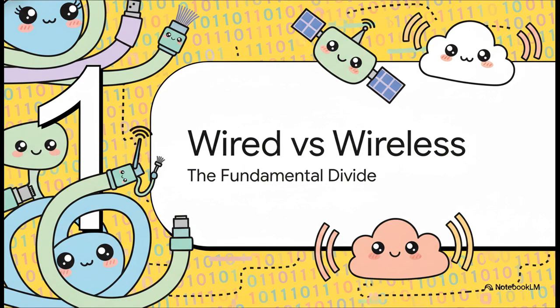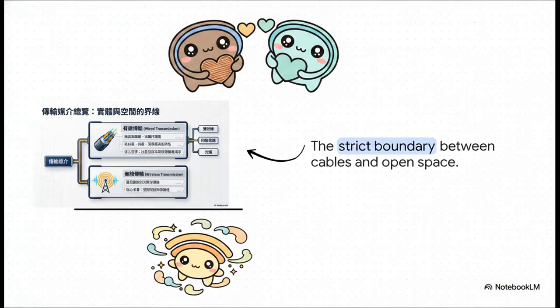Section 1, the wired versus wireless divide. Before we get into the microscopic details, we really need to understand the fundamental split in how we actually transmit data globally. There is a remarkably strict boundary separating solid matter and thin air in networking. On one side, wired connections are all about absolute control. We rely on manipulating physical materials like conductive copper and highly pure glass, mostly to reduce signal loss over long distances. But on the flip side, wireless transmission leverages open space. It trades the stability of a physical cable for the ultimate freedom and mobility of the user.